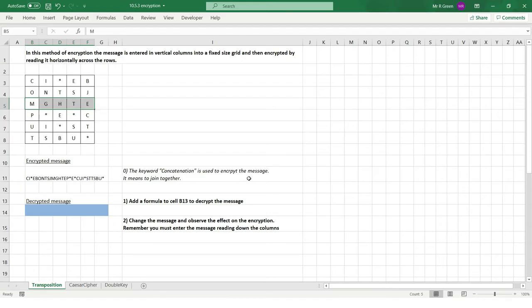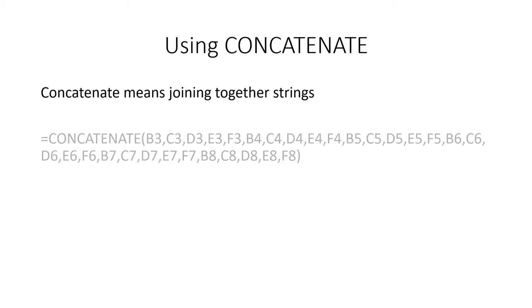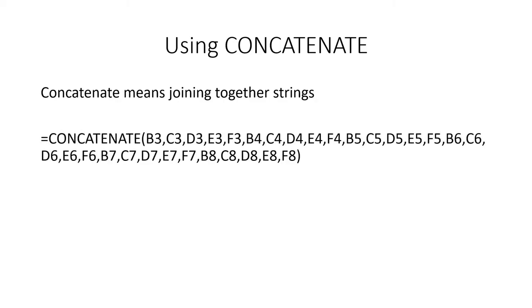So in Excel, we have a function that will do this for us. And if you need to remember this, just remember that concatenate in Excel works the same way it does in other programming languages. So concatenation is the process of joining strings together. And here's an example of a concatenation function in Excel.